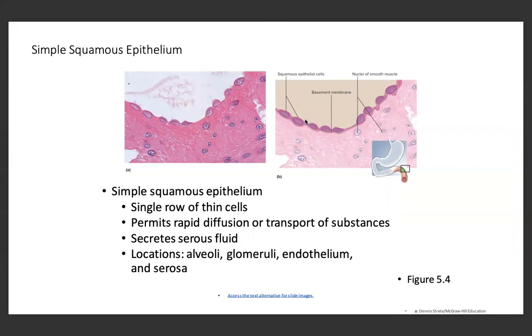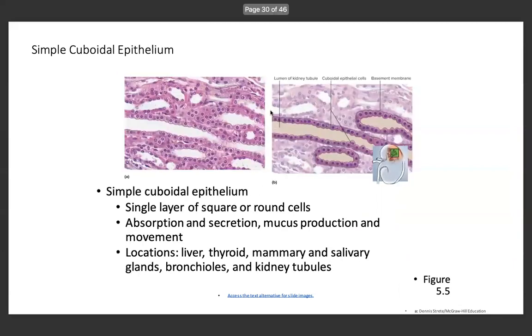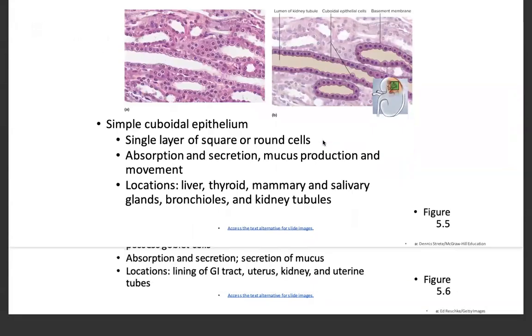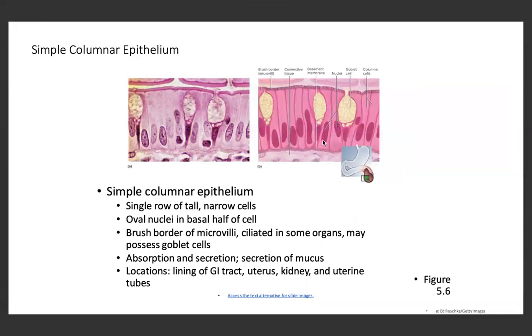This is simple squamous epithelium, one layer of squished cells lining the tissue. This is simple cuboidal epithelium, one layer of square-shaped cells that are tightly packed, lining the duct of a cell, or a tissue. This is simple columnar epithelium, one layer of columnar cells.